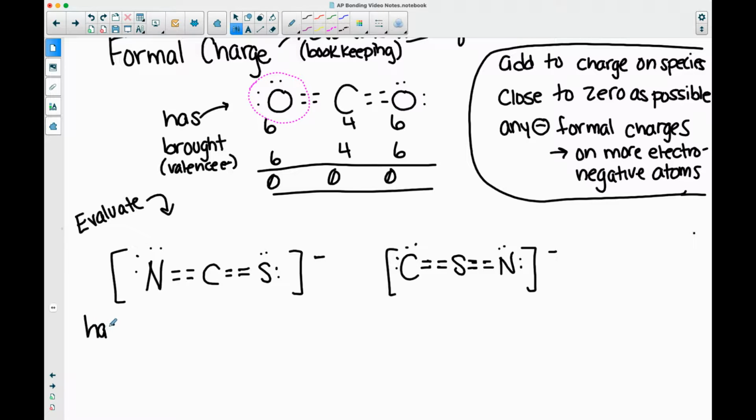Nitrogen has 1, 2, 3, 4, 5, 6 in the molecule. Carbon has 4, half the bonded atoms, and sulfur has 1, 2, 3, 4, 5, 6. In this molecule, this carbon has 1, 2, 3, 4, 5, 6. Sulfur has 4, and nitrogen has 1, 2, 3, 4, 5, 6. Now, nitrogen brought 5 valence electrons, carbon brought 4, and sulfur brought 6.